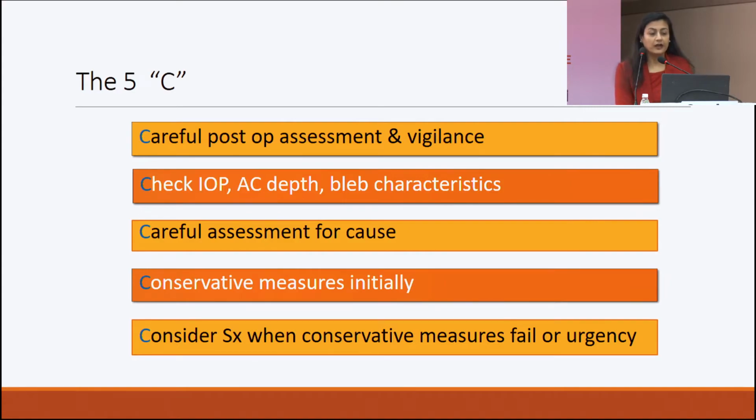So to conclude, you have to keep in mind the 5 C's: a careful postoperative assessment and vigilance, keeping a check on the intraocular pressure, AC depth and all the BLEB characteristics at every single visit, careful assessment for the cause of failures and complications. You can try conservative measures initially, but when there is an urgency or when the conservative measures fail, do consider an early surgical intervention. Thank you.